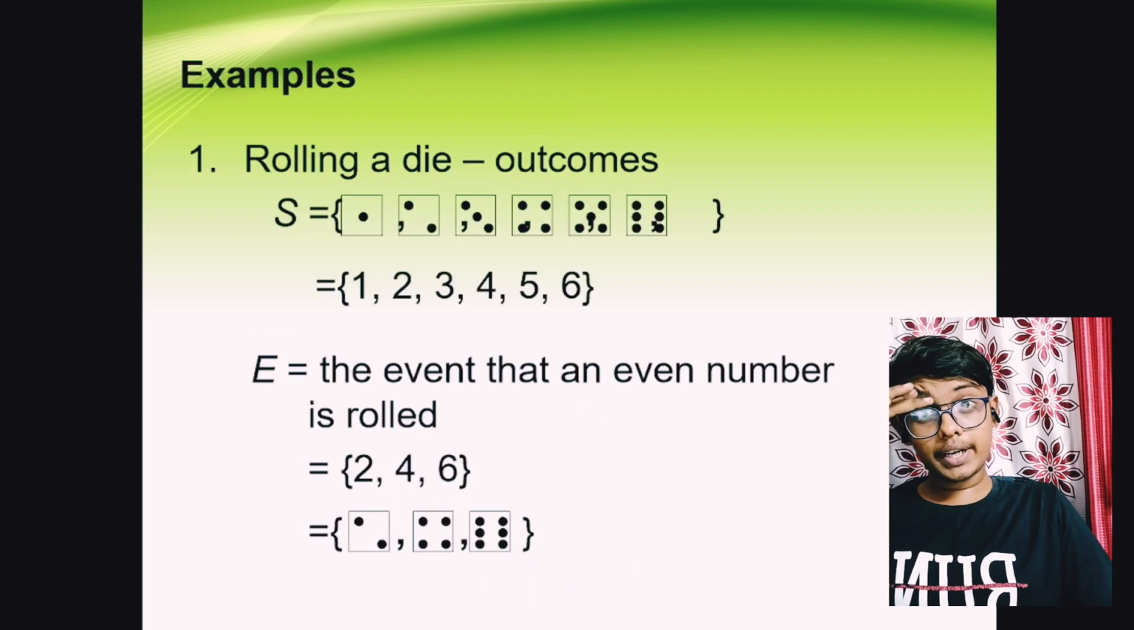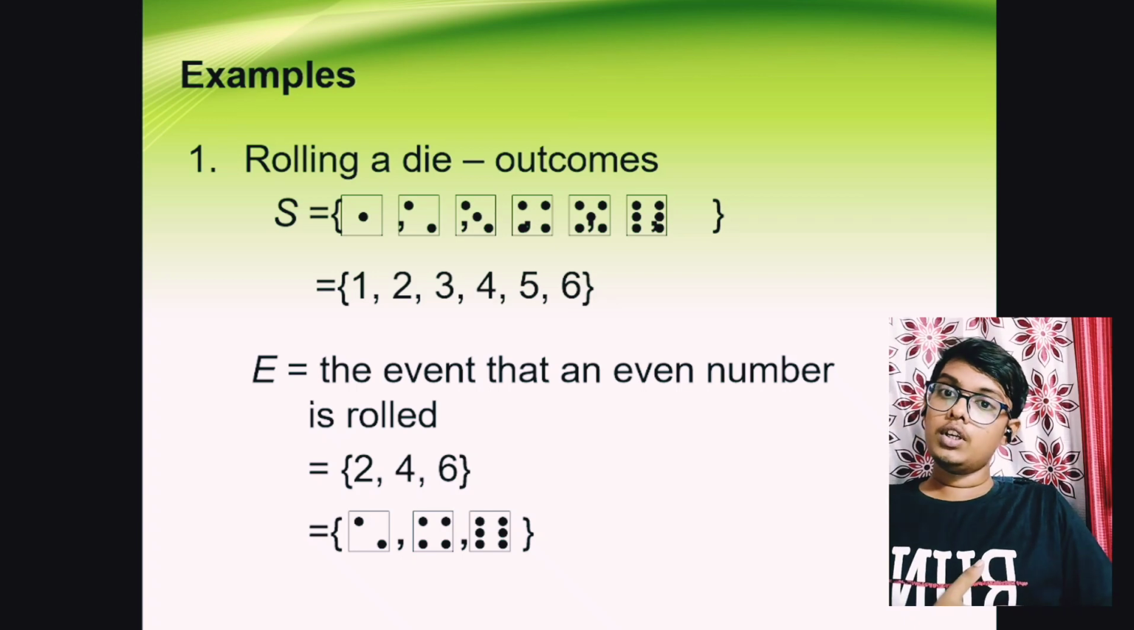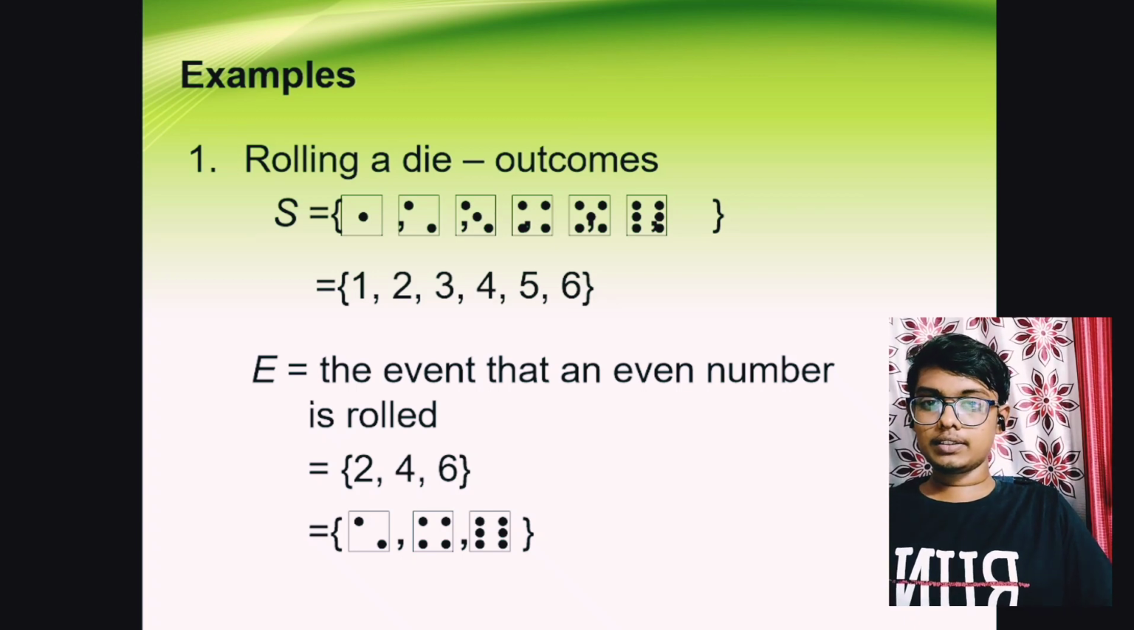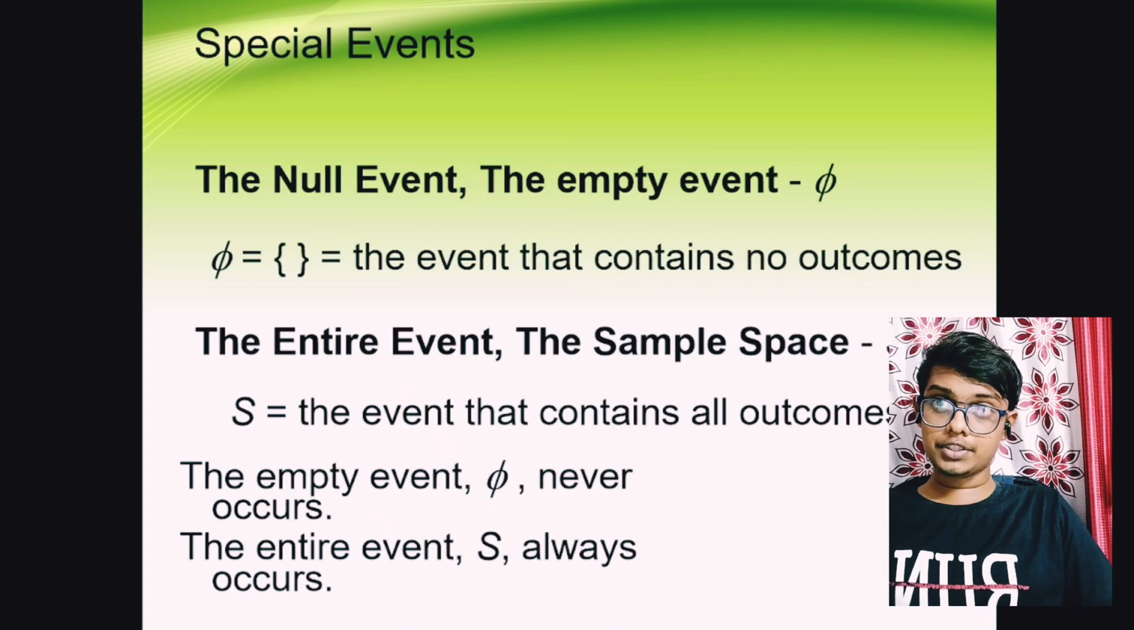As you can see here, rolling a dice, outcomes 1, 2, 3, 4. Suppose the event is that an even number is rolled. So 2, 4, 6 are the even numbers for this dice. So 2, 4, 6 are a subset of the sample space S, and these are an event. So this is about what an event is. Let's see the next definition.